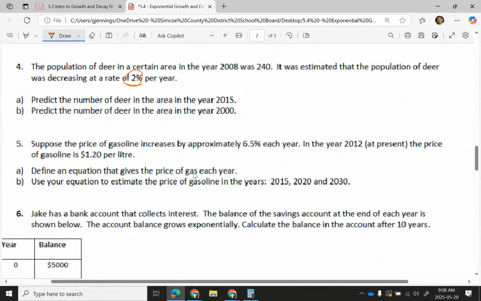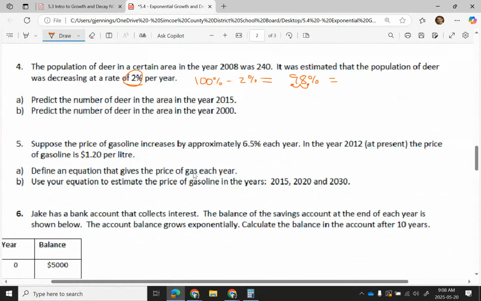So we are 100% minus 2%. That is to say, we will have 98% of the deer year after year. So if I write that as a decimal, I just shift the decimal place twice. There's the invisible decimal that I move there and there. Okay, so that's going to be 0.98 is our growth factor b.